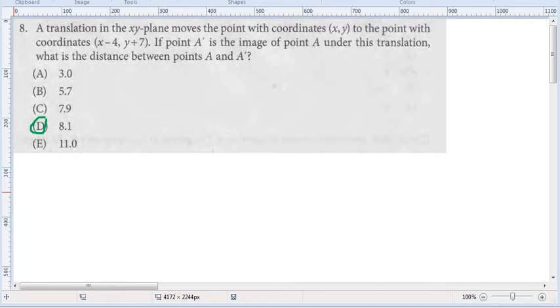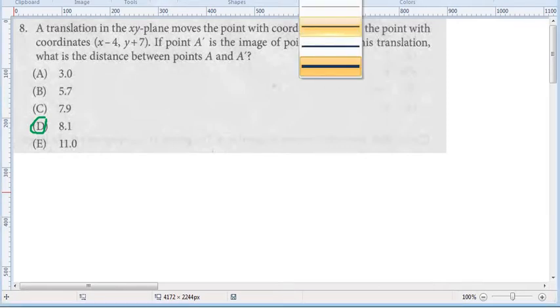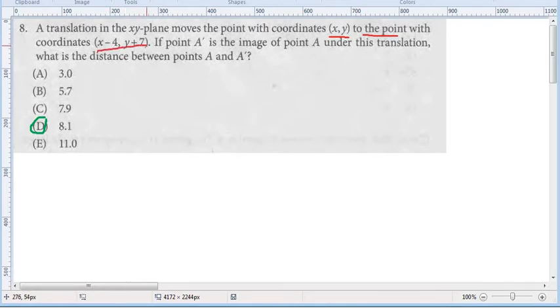And the question states, a translation in the xy plane moves the point with coordinates x, y to the point with coordinates x minus 4, y plus 7. If point A dash is the image of point A under this translation, what is the distance between point A and point A dash? We got 2 points. One of them is the original point, and the other point is a translation of the original point. The original point is called A, and A dash is the translation.